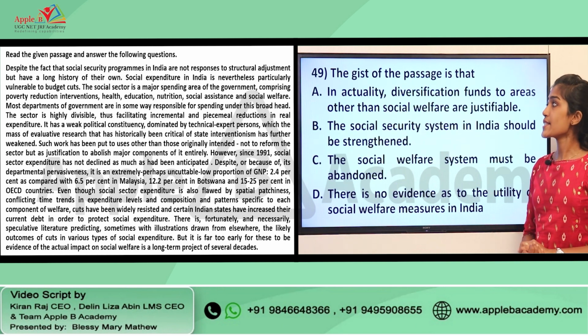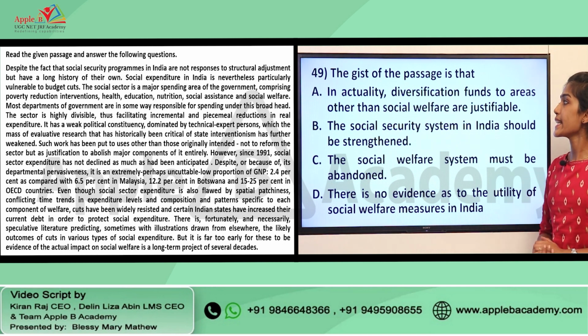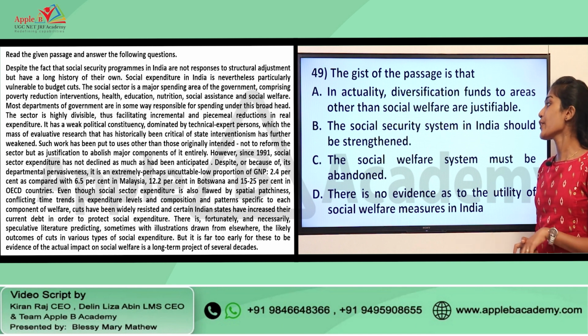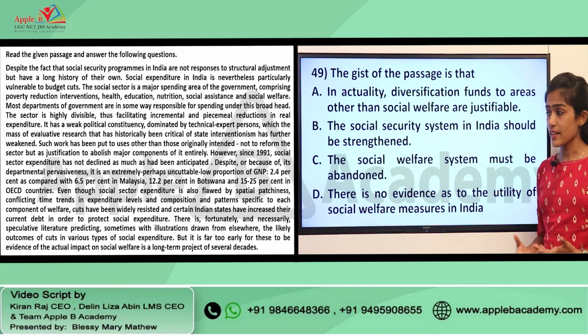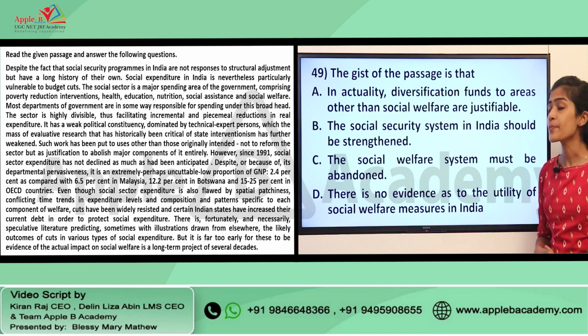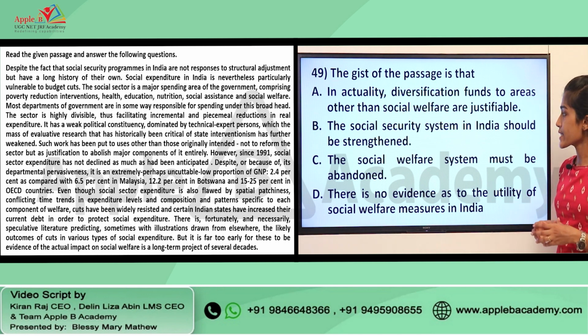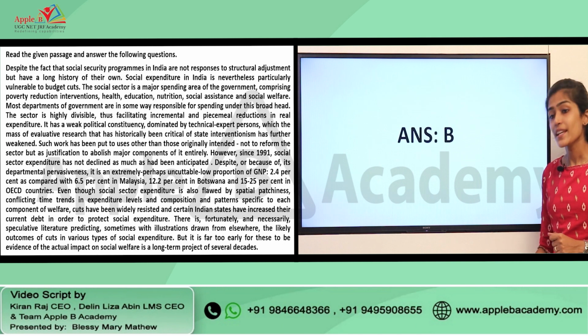Next question: the gist of the passage is that. The options are: the actuality, diversification, funds to areas other than social welfare are justifiable, the social security system in India should be strengthened, the social welfare system must be abandoned, there is no evidence as to the utility of social welfare measures in India. The right answer for this question is option B, that is social security system in India should be strengthened.